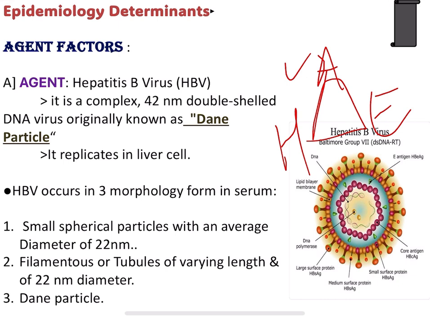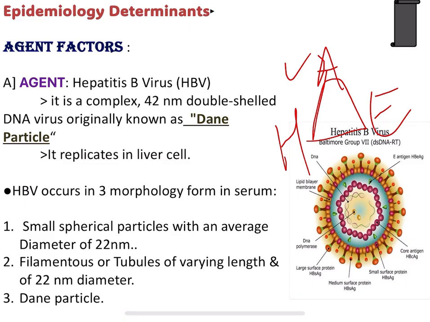Agent is hepatitis B virus, which is a complex 42 nanometer double shell DNA virus. In the first slide itself, we had a gist. Under the gist, we studied that it is a double-stranded DNA virus measuring about 42 nanometer in size. It is originally known as a Dane particle. So we see that it will replicate in the liver cells. This Dane particle, which is given in the picture here, is considered to be very infectious compared to the other forms. It is a double shell DNA virus.